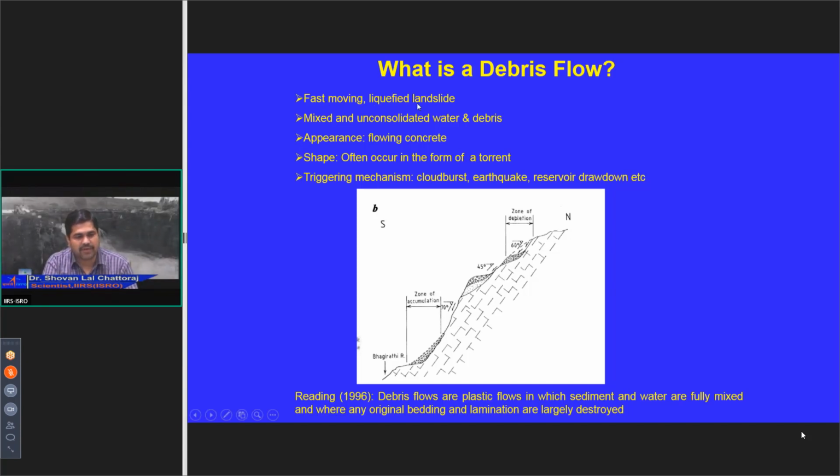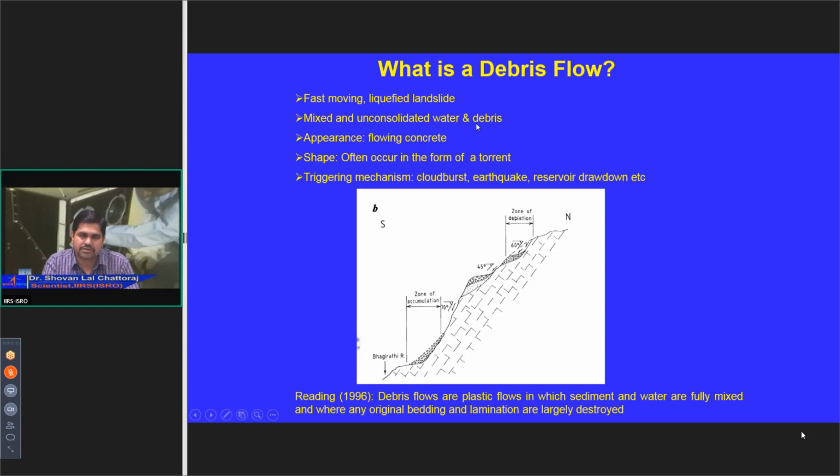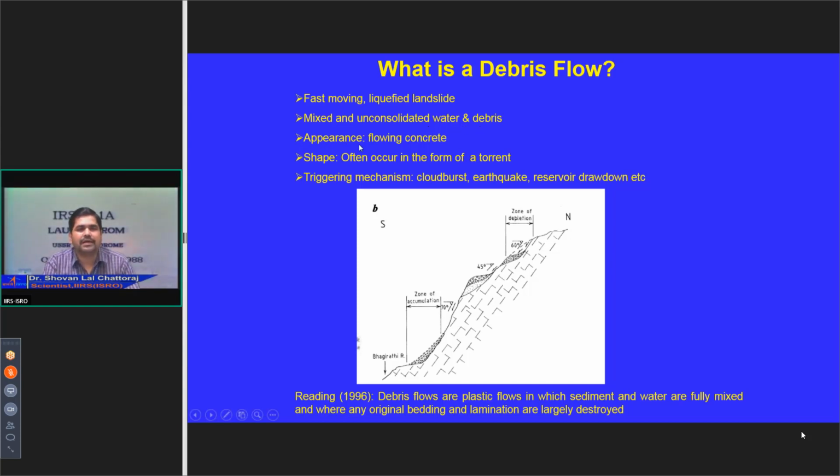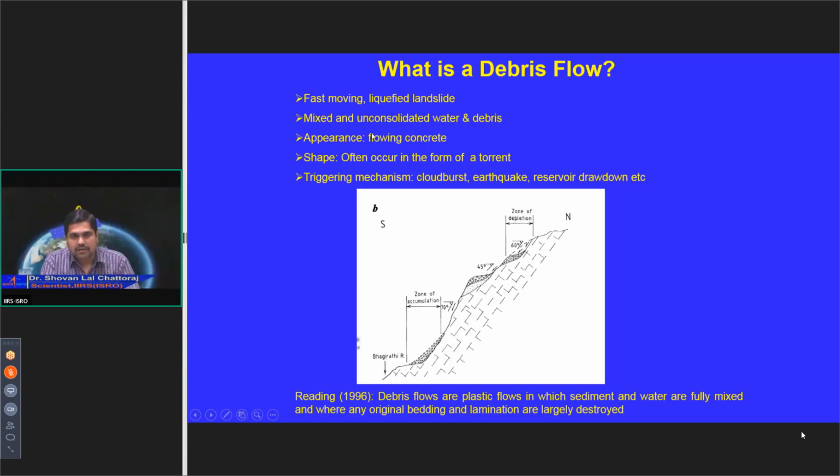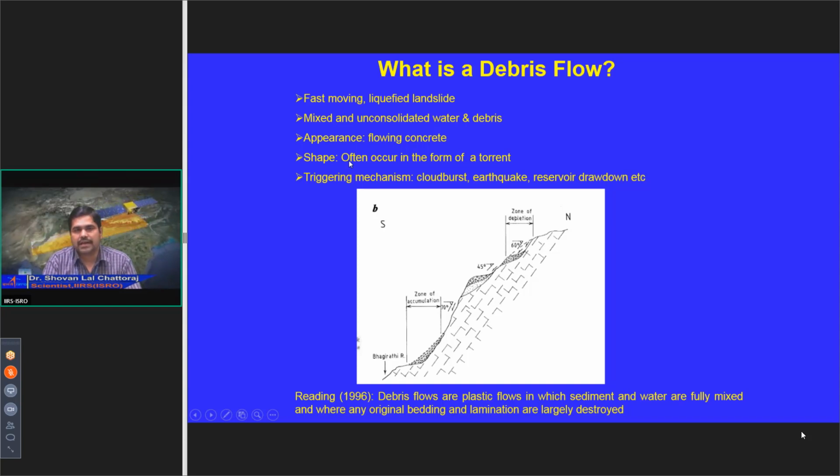So what it exactly is, it is a fast moving liquefied landslide. It's fast moving, and liquefied means it contains a lot of water. It's a mixed and unconsolidated water and debris basically. Debris is nothing but unconsolidated soil, rock chunks, etc. Its appearance will be like flowing concrete, and the shape of most of the flow will be like a torrent, a sharp crested trough, drain-like feature, along which the material has to come down under the influence of gravity.